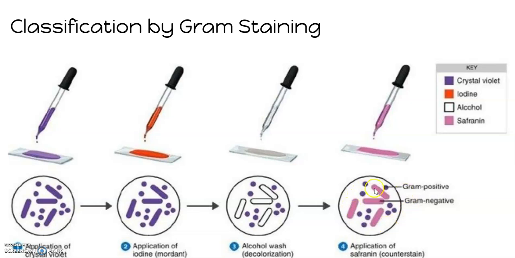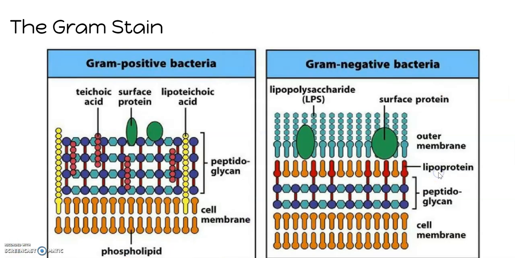But looking at this under a microscope, you'll either see purplish blue, meaning it's gram positive, or pinkish red, meaning it's gram negative. And why do they turn these colors? It's because of the peptidoglycan in their cell walls. If you remember, last time we learned about this molecule in their cell walls. Gram-positive bacteria have more peptidoglycan. Gram-negative bacteria have less peptidoglycan.